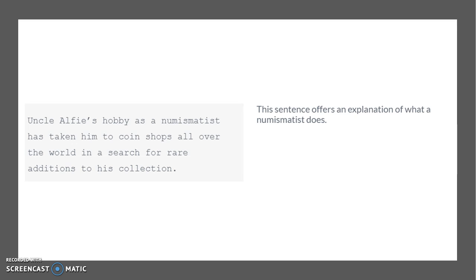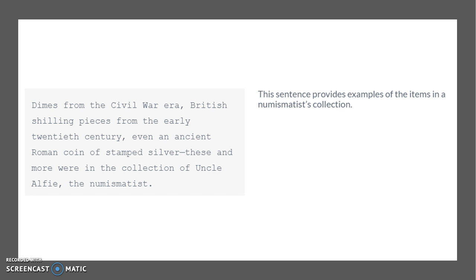Uncle Alfie's hobby as a numismatist has taken him to coin shops all over the world in a search for rare additions to his collection. So we may be starting to get an idea of what a numismatist is, or what they collect, based off these context clues. Okay.